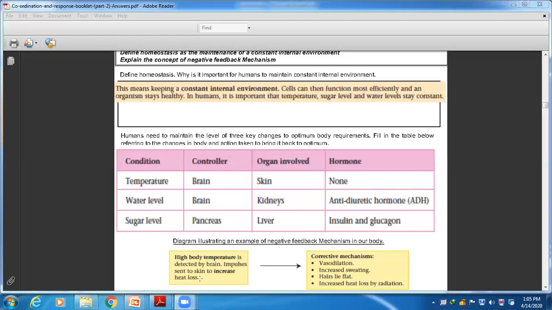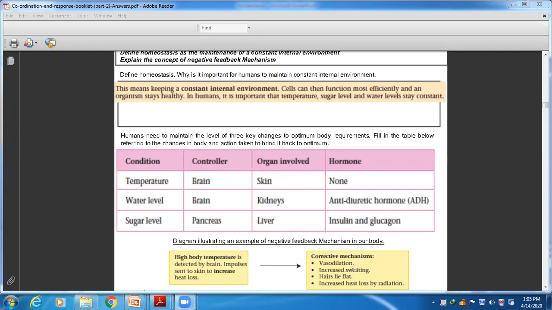Okay, these changes are corrective mechanisms, like vasodilation: your blood vessels will dilate, so more and more blood will start flowing toward your skin, and when more blood is going toward your skin, heat loss will start in the form of convection, conduction, and radiation from your body. Another is increased sweating: the sweat glands will start production of sweat. Okay, and as a result your temperature will come back to normal.